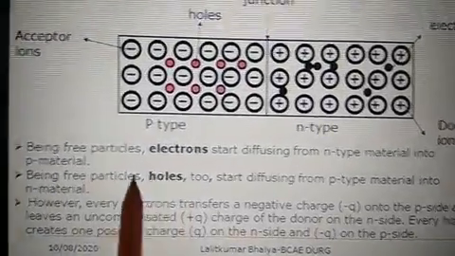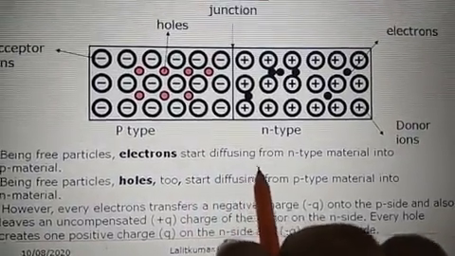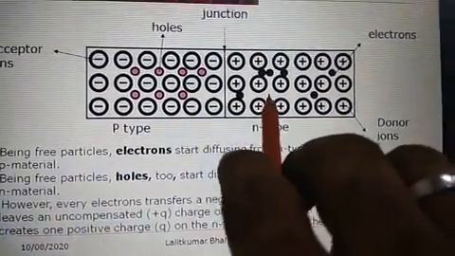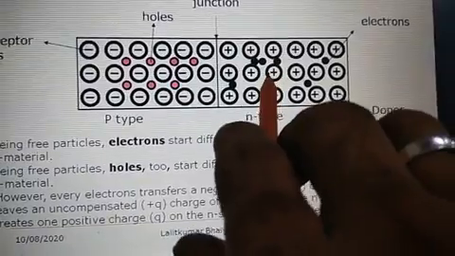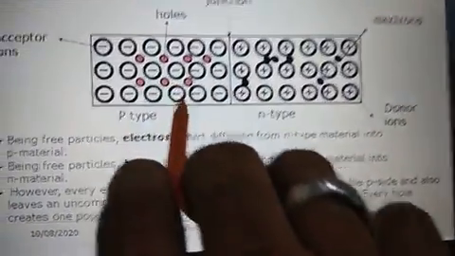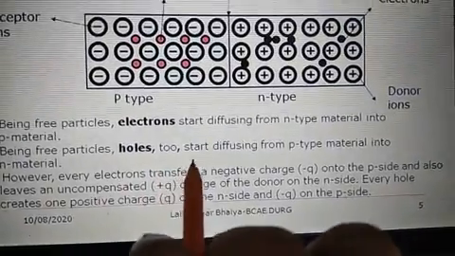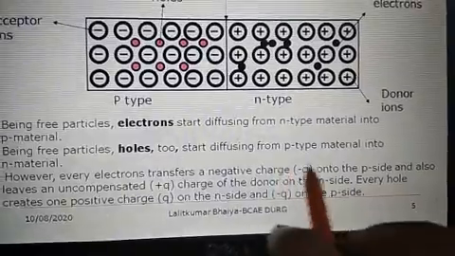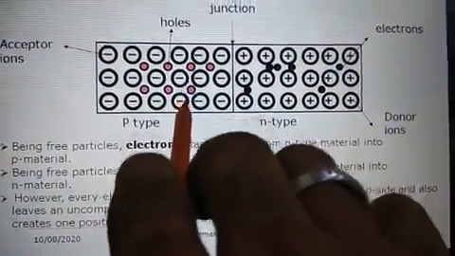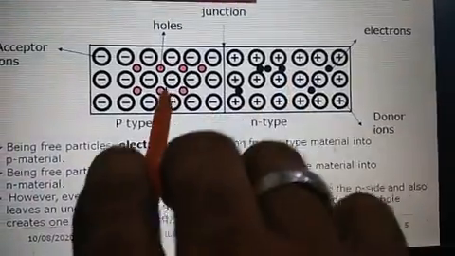Being free particles, electrons start diffusing from N type material into P type material. And being free particles, holes too start diffusing from P type material to N type material. The holes go from the P type material to the N type material, and electrons from the N type material to the P type material.